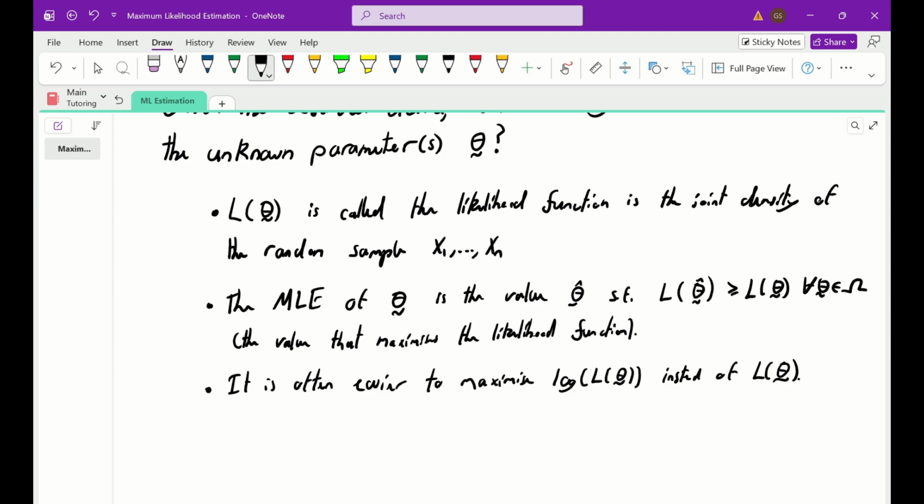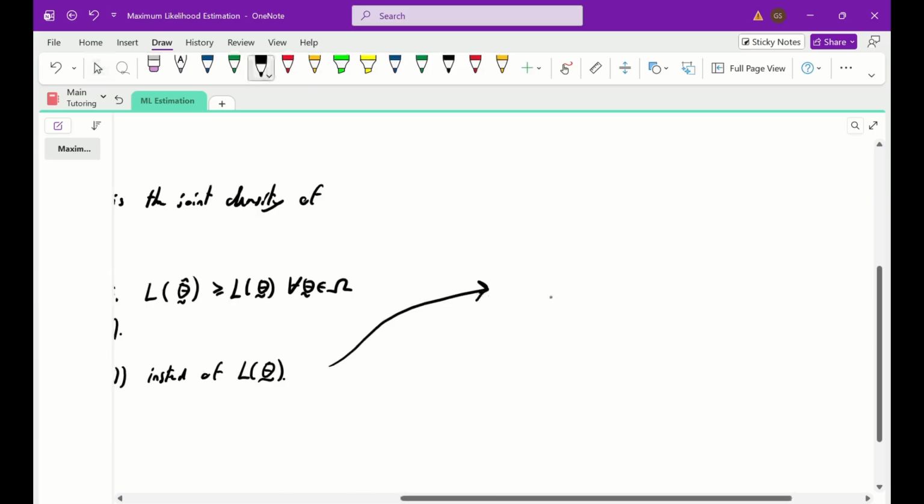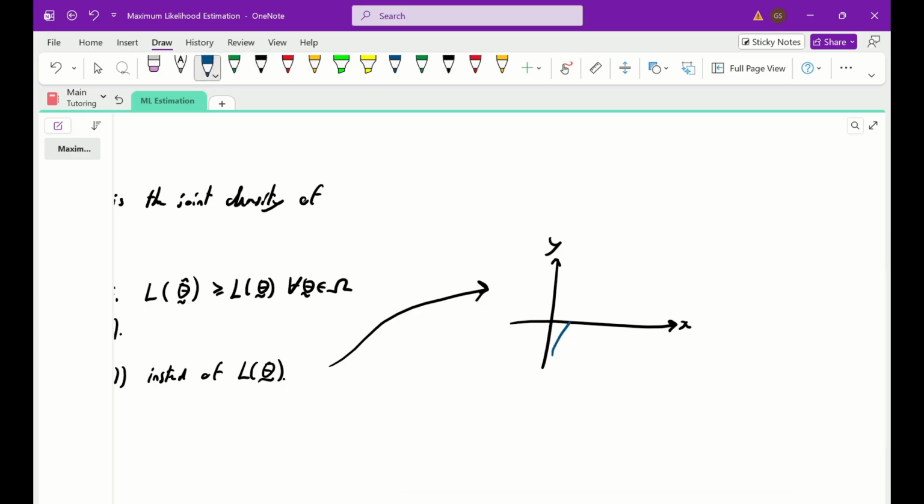And if you think about it intuitively, what does log look like? Log is a monotone increasing function, right? So I'll draw a little picture up off to the side here. If you imagine what log looks like, if I put in here x and y, then the natural log looks something like this. It's a monotone increasing function.